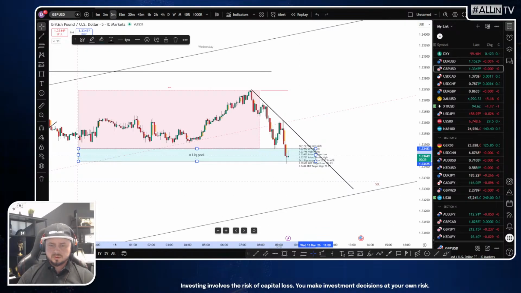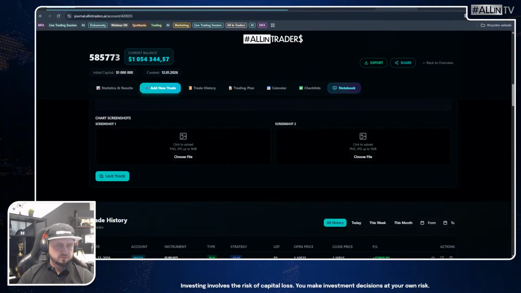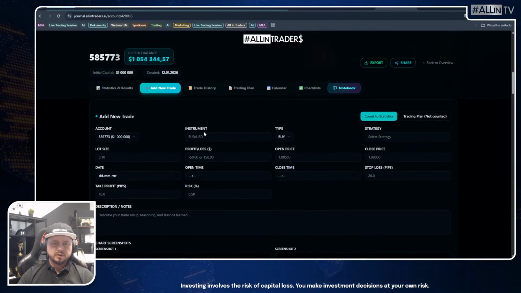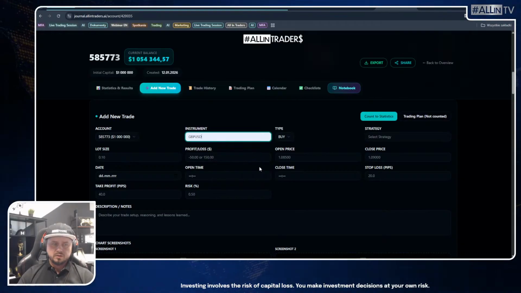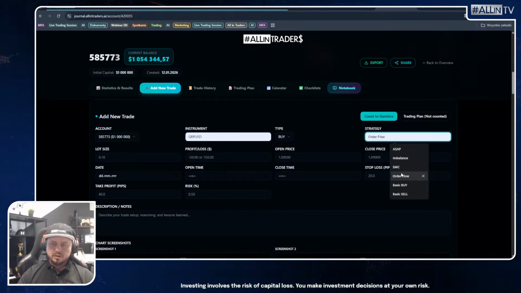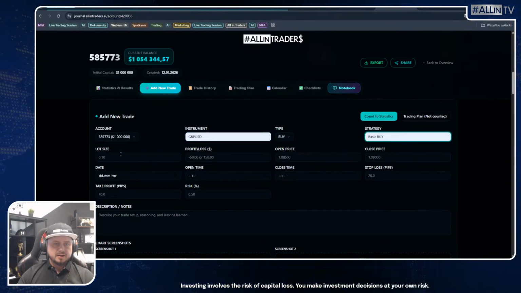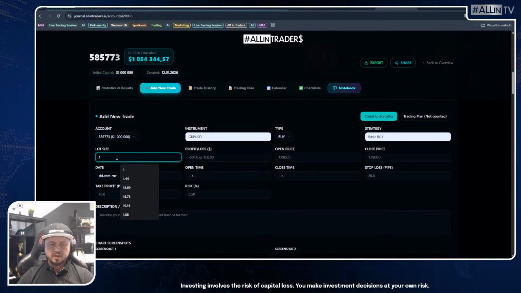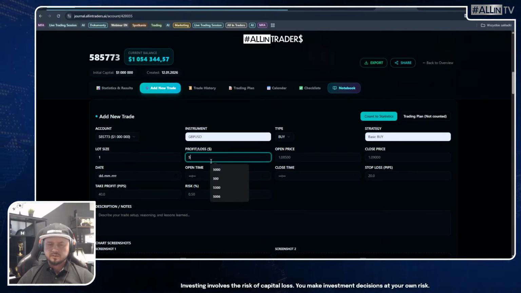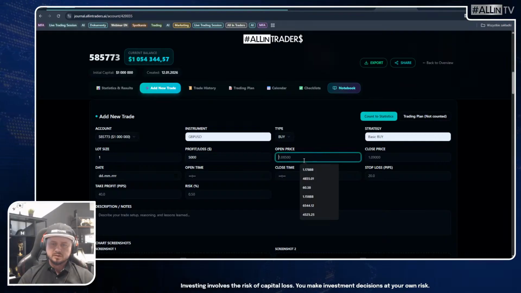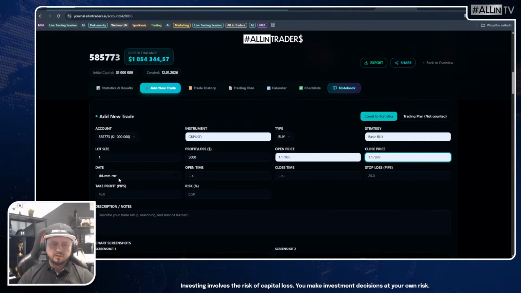So let's put that in the trading journal. Add new trade, and we are looking at GBP USD. We're looking for a buy order, basic buy. Lot size we're not sure yet, we're going to check that later. Profit probably $5,000. Open price we don't know yet, we're going to change that later.